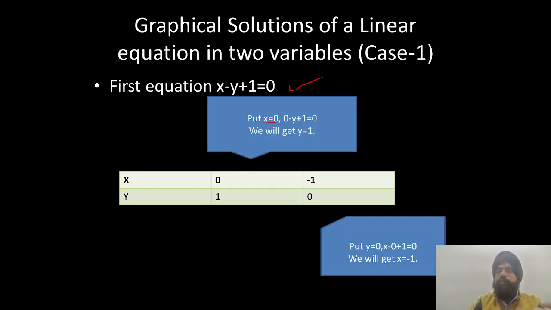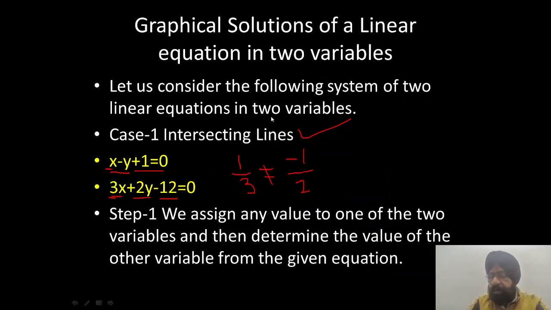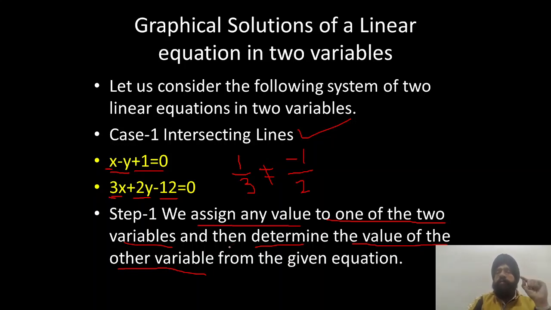To get the solution, we need to take any... Just see the second point. We assign any value to one of the two variables and then determine the value of the other variable. It means that we need to give one value to any of the variables, whether it is x or y, it really doesn't matter. Then we will determine the value of the other variable. It means that we are going to get the value of the second variable.